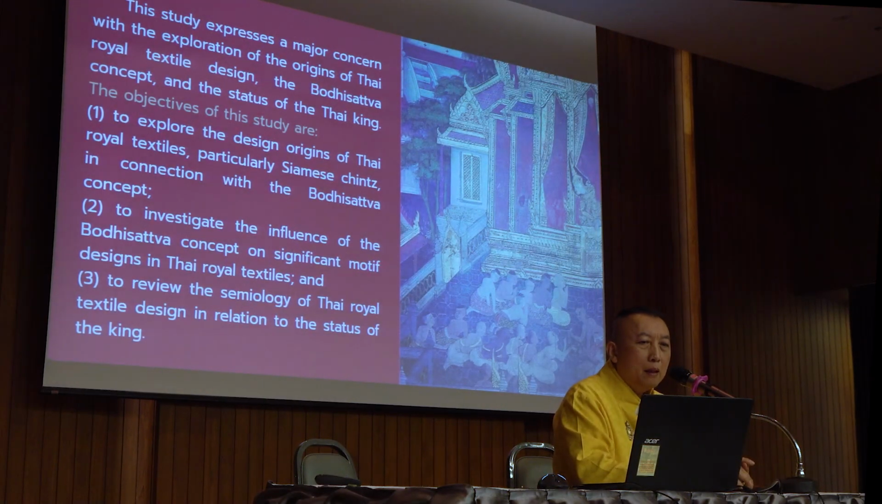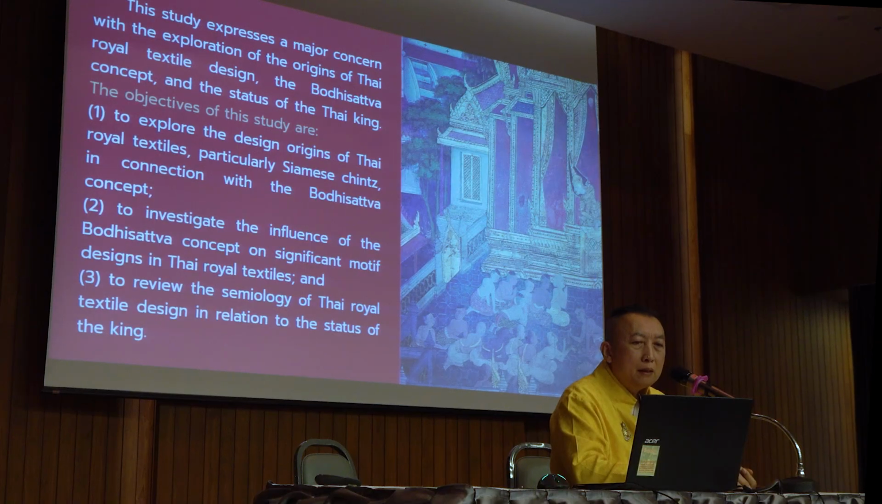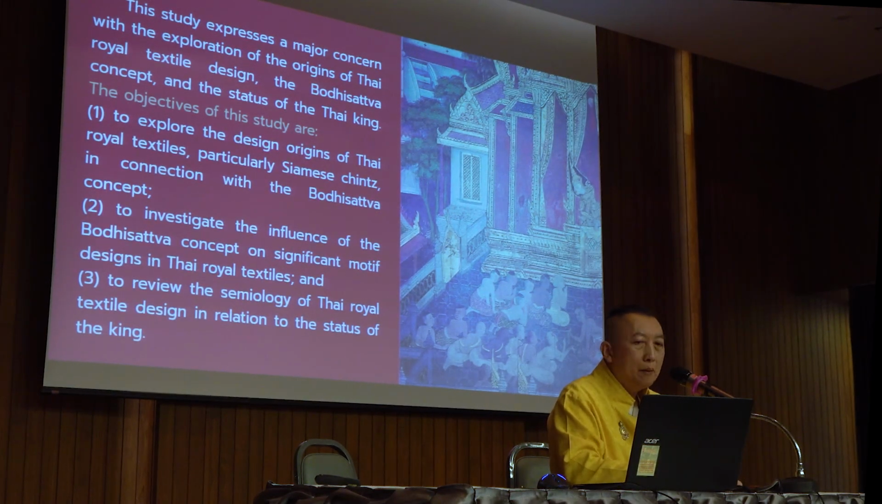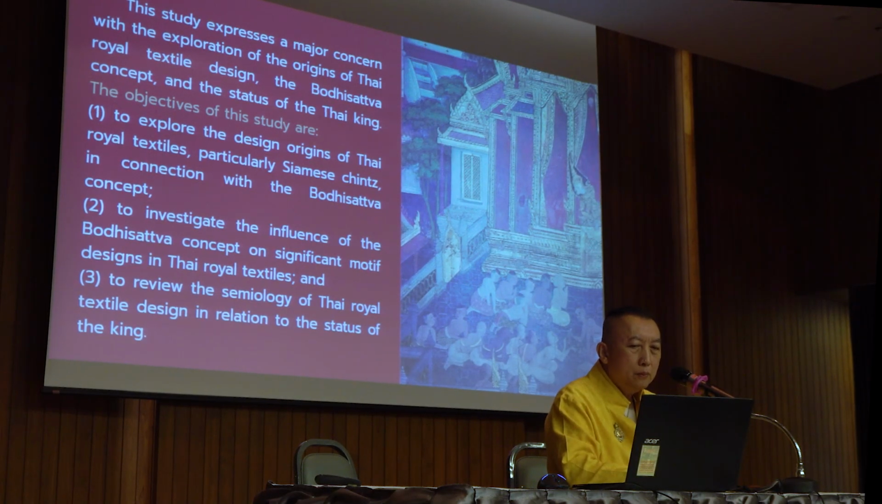So the first part is, what is my objective? The first is to explore the design origin of Thai royal textile, particularly for Siam Mission or Parayang, in connection with the Bodhisattva concept. The second, to investigate the influence of the Bodhisattva concept on significant motif design in Thai royal textile. And the third, to review semiology of Thai royal textile design in relation to the status of the king.